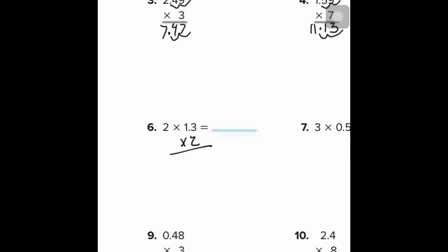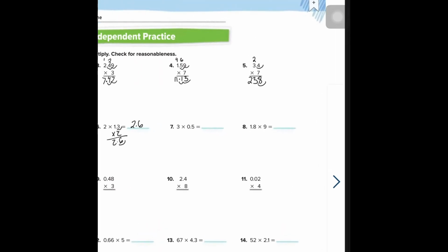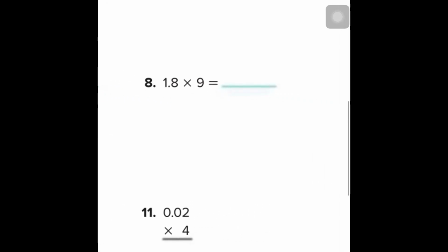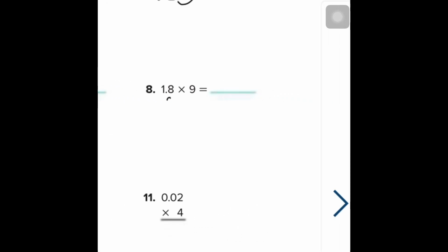Number 6. I'm just going to bring the 2 down here. 2 times 3 is 6. 2 times 1 is 2. 1 decimal place over. 2.6. Bring the 3 over here. 3 times 5 is 15. 3 times 0 is 0. Bring the 1 down. 1 decimal place over. 1.5.